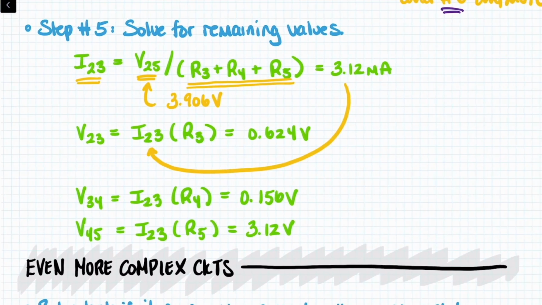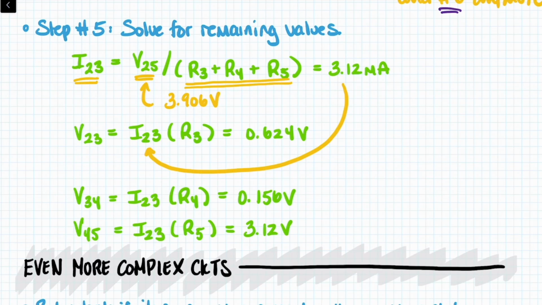And so when we solve that equation, we end up with 3.12 milliamps, and then we simply apply Ohm's law 3 times, and that gives us 0.624 volts, 0.156 volts, and 3.12 volts, which essentially solves our quote-unquote more complex circuit.